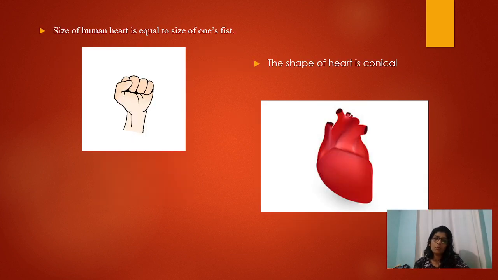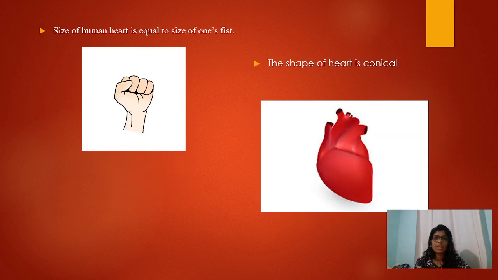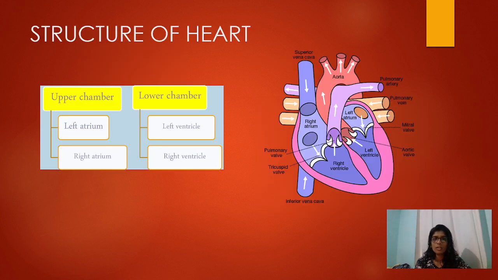And have you ever wondered what the size of the human heart is? It is equal to one's fist. So your heart is equal to the size of your fist, and the shape is conical. It is slightly tilted and located between two lungs. So these are the basic features of the human heart. The heart is located in the chest between two lungs and surrounded by a tough two-layered sac, the pericardium. It is the size of one's fist, and the shape of the heart is conical.